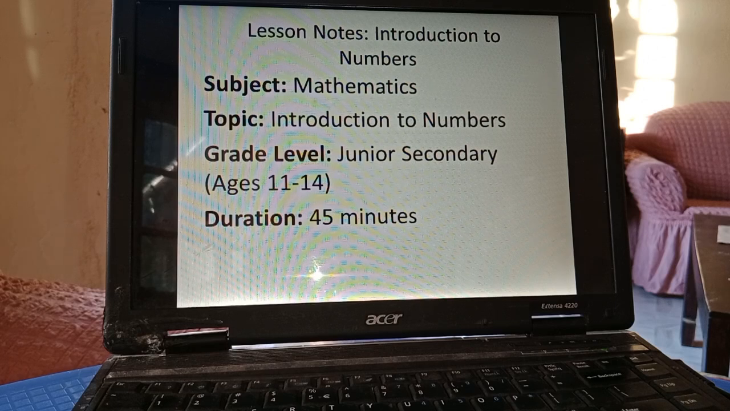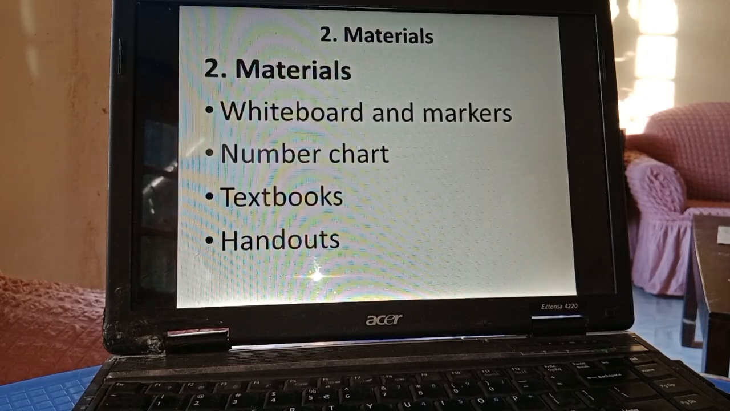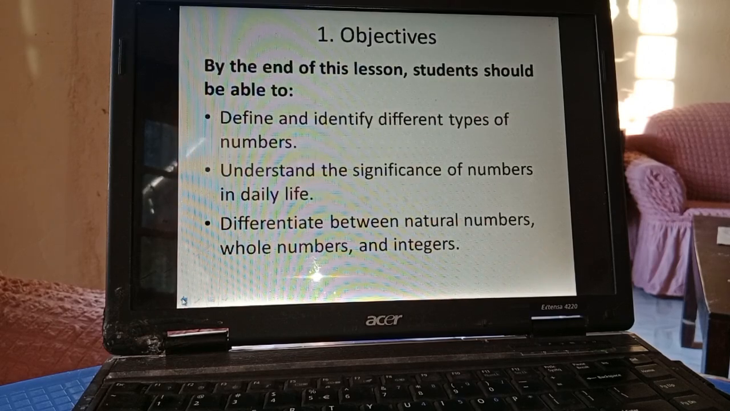The subject is mathematics. Topic is introduction to numbers. Grade level is junior secondary. And the lesson will take 45 minutes.